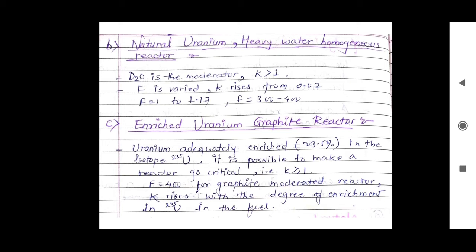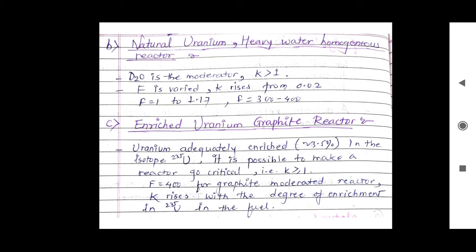And here is the natural uranium, heavy water, homogeneous reactor. The fuel is natural uranium and the moderator is heavy water, that is D2O, and the fuel and the moderator materials are in the same phase. So here the heading is given as homogeneous reactor: natural uranium, heavy water, homogeneous reactor.